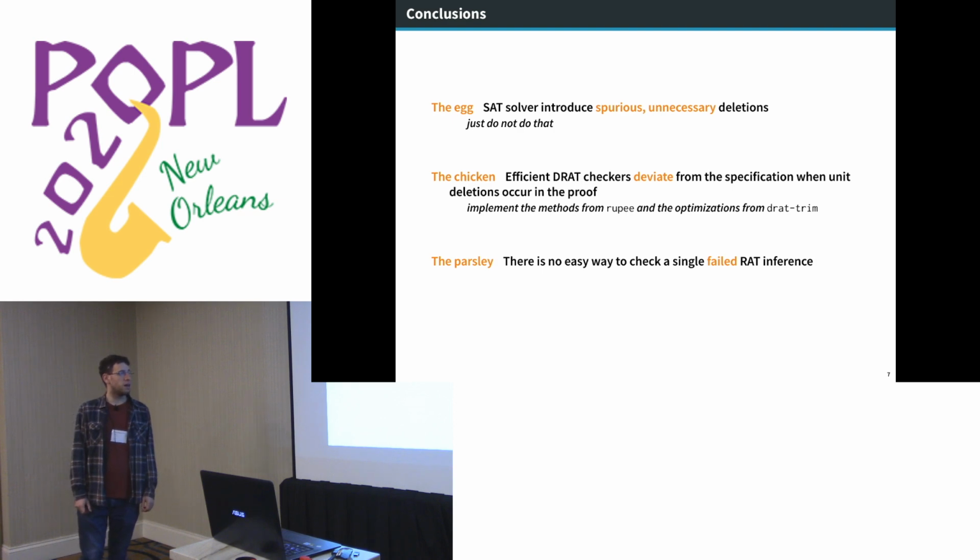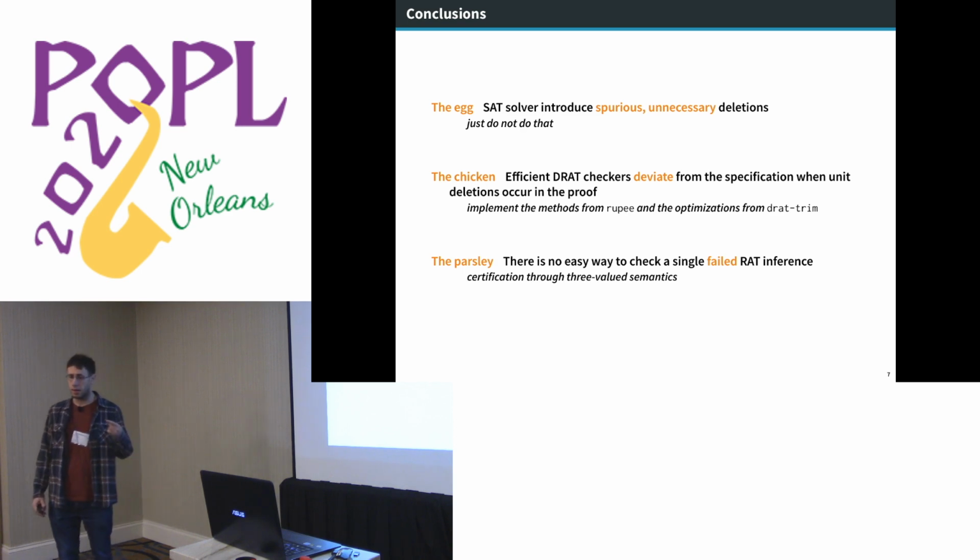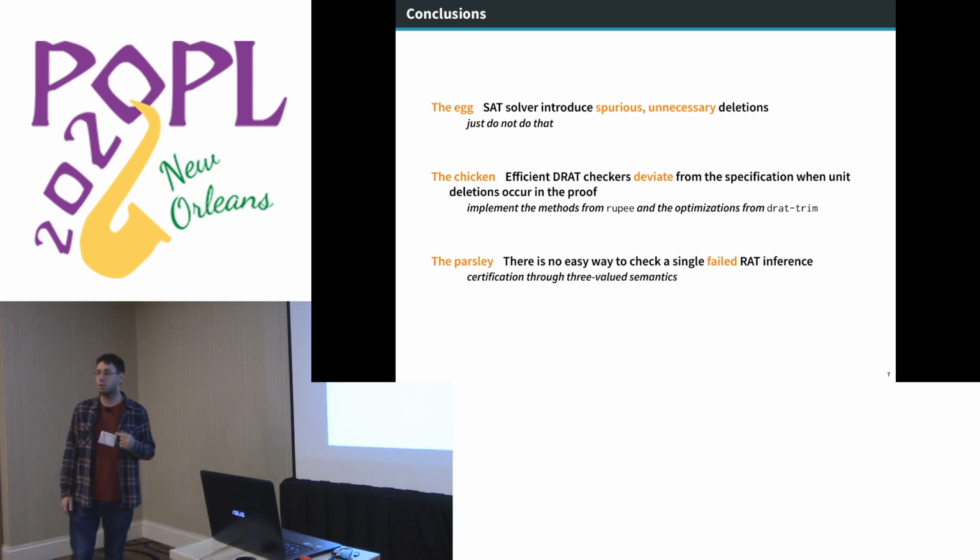And finally, there's this issue that there's no easy way to check a single failed RAT inference, but if you're checking a proof, you can generate some extra information, a witness, and with that witness, together with some three-valued semantics, you can produce a certificate that the proof was incorrect. Thank you, and I'm happy to take any questions.